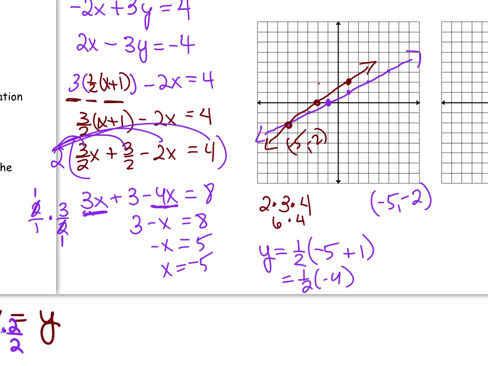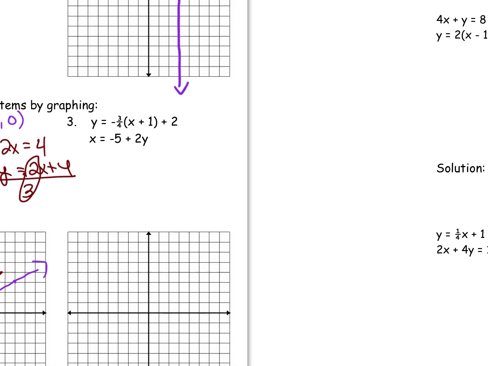Does that match? So we could solve it and get the answer, or we can graph it and get the answer. Solving it algebraically, you'll always get the answer. Sometimes graphing it, you can just estimate because it might be an ugly one. We okay with that? Let's try another.